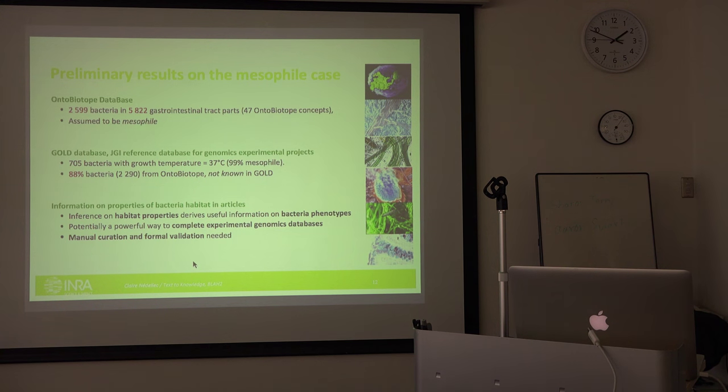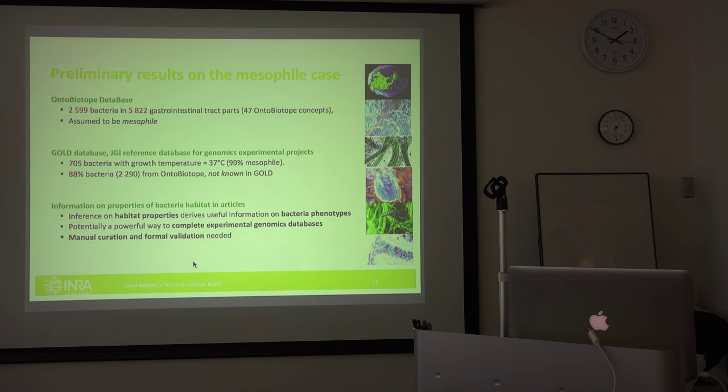This is a TGI reference database about metagenomics and genetics experiments. And we found that there were only 700 bacteria with a growth temperature of 37, which is much less than the ones we had in the PubMed reference. And 88% of these bacteria from the OntoBiotope database were not known in GOR.